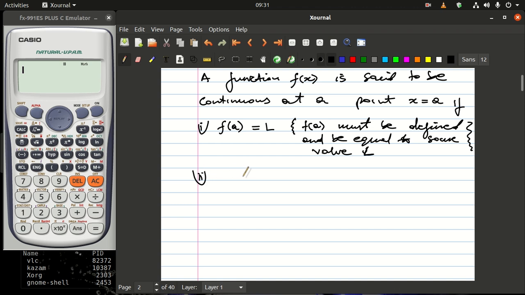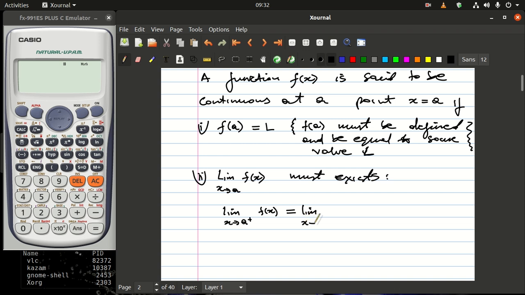The second thing that needs to happen is that the limit as x approaches a of f of x must exist. What do we mean by saying it must exist? We are saying that the limit as x approaches a on the right of f of x must be equal to the limit as x approaches a on the left of f of x. If these two are equal, then this limit exists. So that's condition number 2.